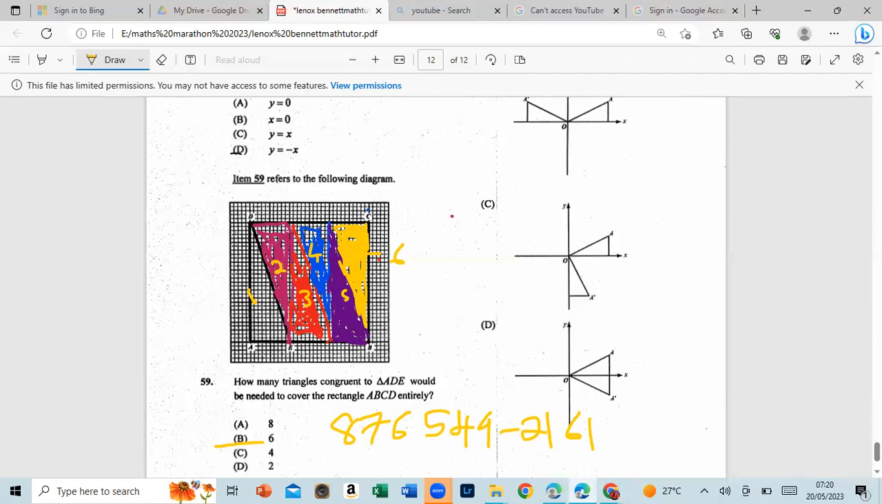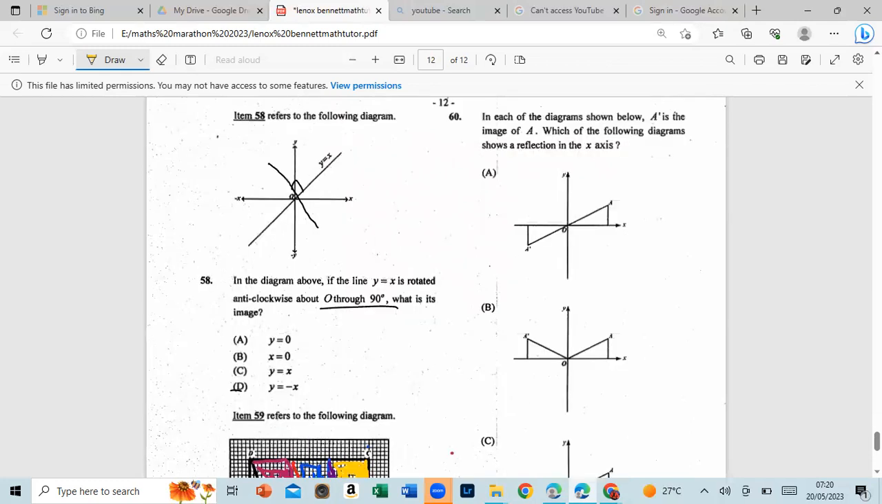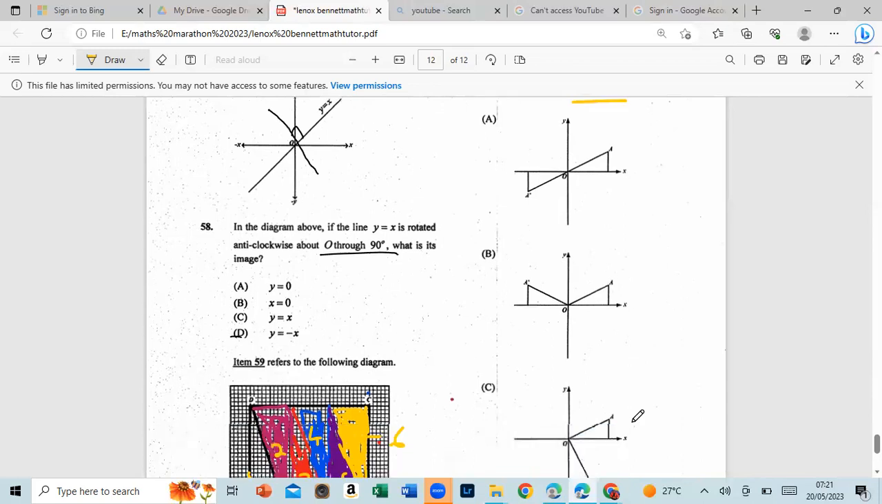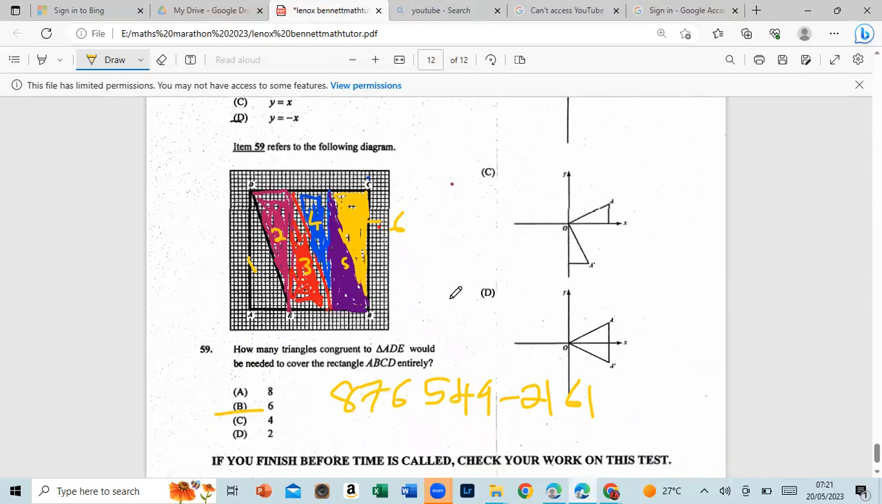And the final one, which is 60, it says, in each diagram below, A prime is the image of A. Which of the following shows a reflection in the x-axis? So they specifically want the x-axis. This is the line x-axis. This is not the reflection. They have to be on the same side. So we just look for the ones that are on the same side of the x-axis. So it's either left or right, and this would be B.